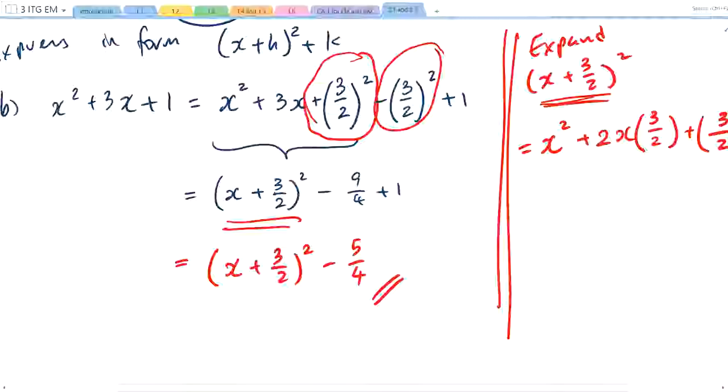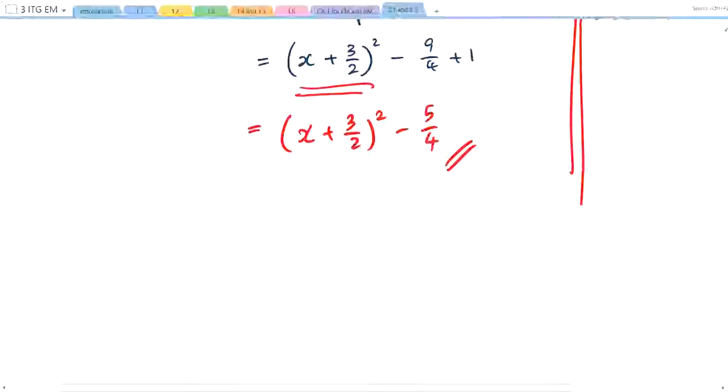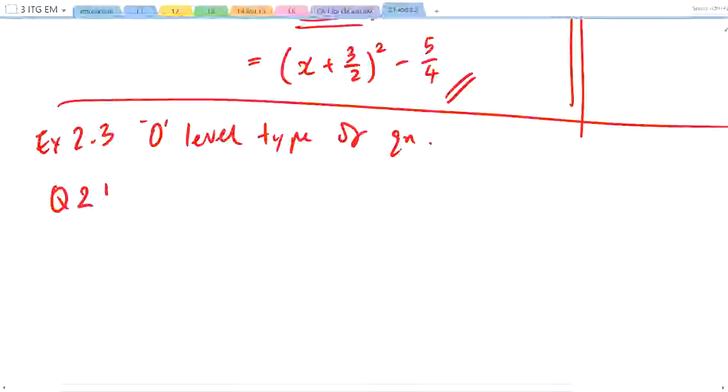So whenever you do a try question, always check with the answer at the back if it is correct or not. Okay, so let's do one more question as an exercise on exercise 2.3. We'll do it together in class. This is the O-level type of question. Okay, so let's do question 2D. Express again in the form x plus h squared plus k. So our question is x squared minus 9x plus 4.